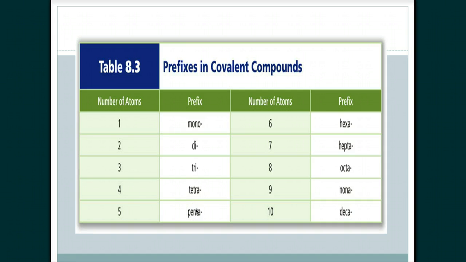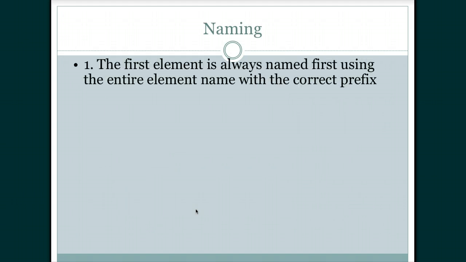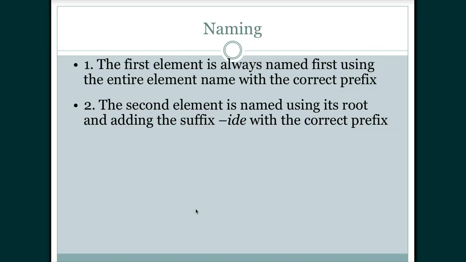And then as you look at the compound, the first element in the compound, you're just going to keep it the way it is. And if there is a number right next to it as a subscript, then you will have to use one of those prefixes. And then the second element, you are going to cut off part of the word and then end the word with an "ide." And also, just like with the first element, you're going to have to use the prefix.